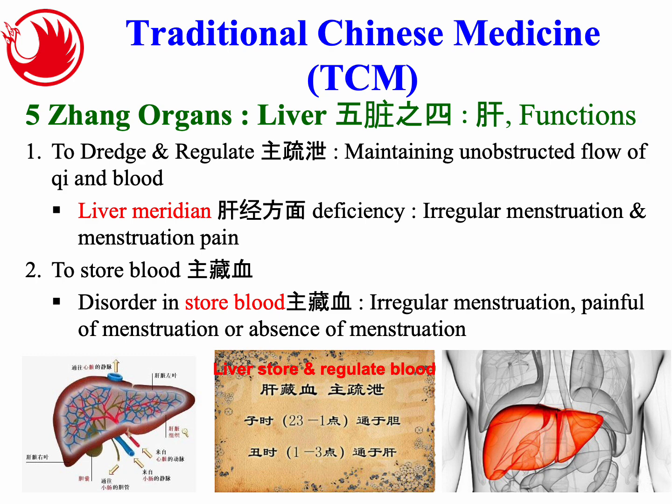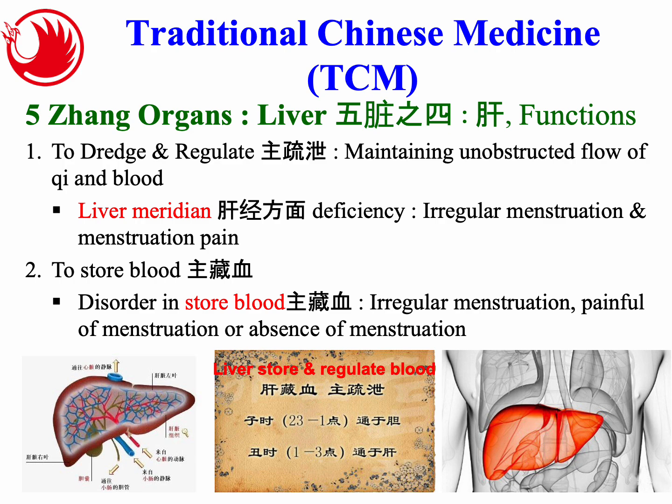If the liver cannot properly store blood, it can cause irregular menstruation, painful period, or even absence of menstruation. So in summary, according to TCM, the liver plays a very important role in regulating the flow of qi and blood and in storing blood. So deficiency in this function can lead to menstrual issues.